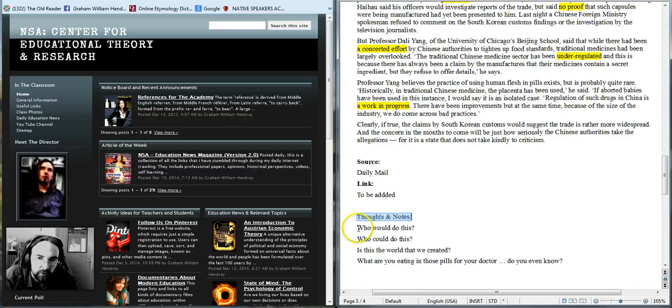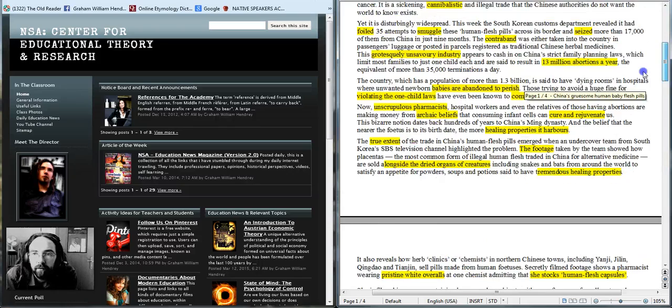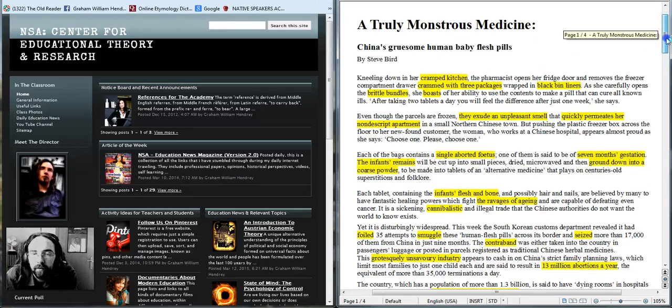My thoughts and notes are very, very simple. Who would do this? What kind of person? Who could do this? Is this the world that we created? Is this the world that we want? It's not the world that I want. And what are you eating in those pills? Those pills from your doctor. Do you even know? Does the doctor even know? Have you read the label? Probably not. Blind faith. Good luck. Trust but verify. A truly monstrous medicine.